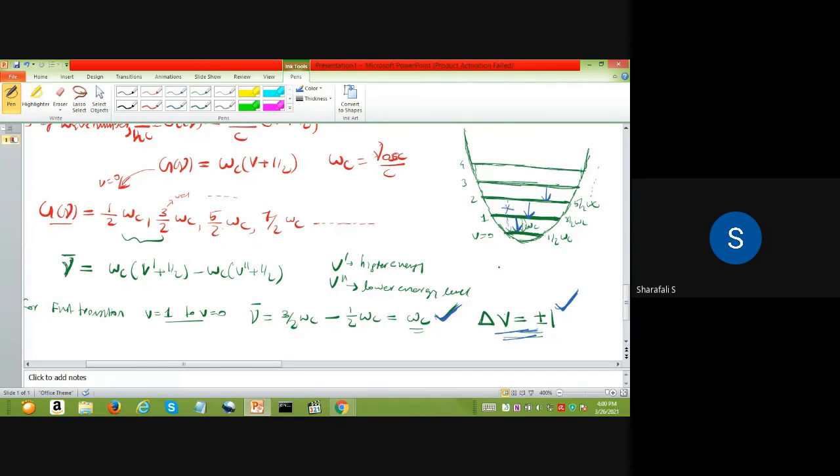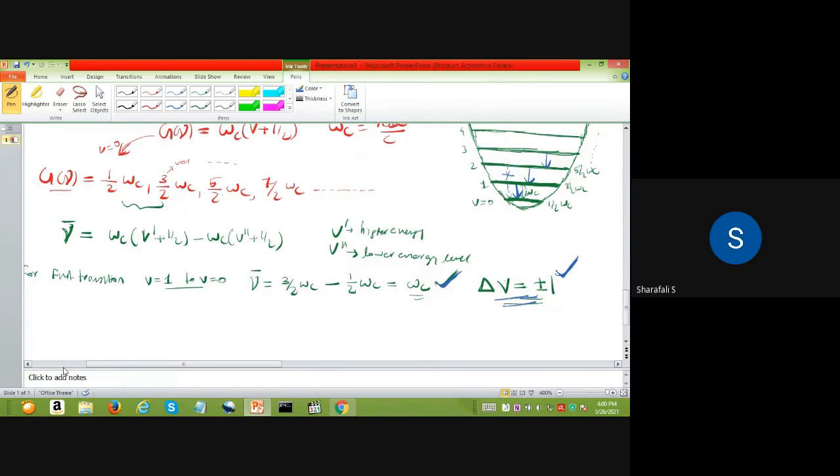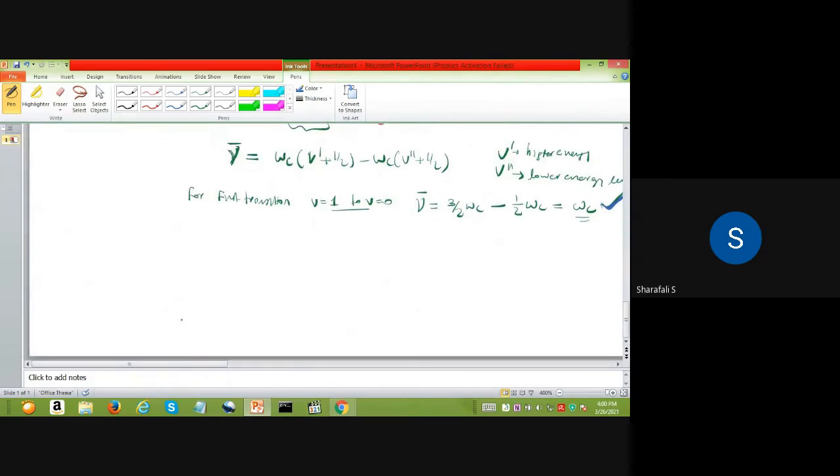Now, in the normal case, if you are considering the vibrations, where we have treated it as a harmonic oscillation, in reality it will not be a harmonic oscillation. In that case, we have to consider the anharmonic oscillator.